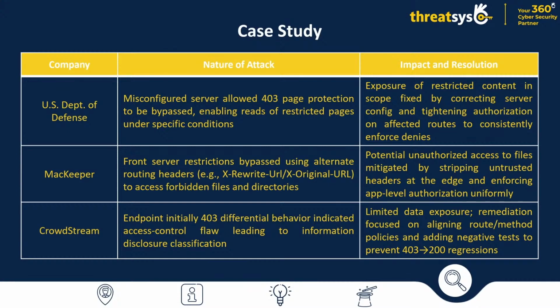Then the third company is CloudStream, where the 403 differential behavior indicated an access control flaw, leading to information disclosure. Here also the same information was disclosed by bypassing the 403 forbidden. They mitigated it by limiting data exposure, adding negative tests to prevent 403 bypasses, and they also fixed their load balancer accordingly.